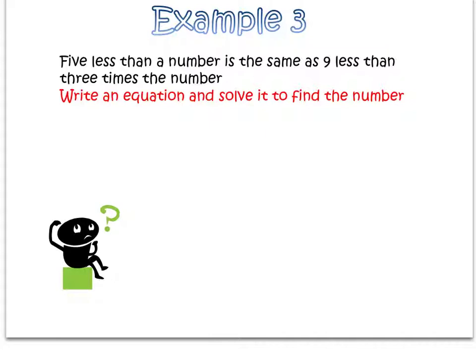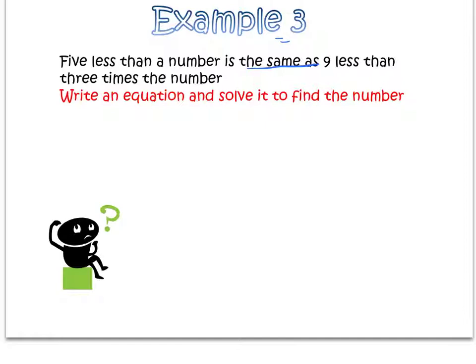5 less than a number. So 5 less than a number. The number is going to be our variable. That's the thing that we don't know. Okay, that's the same as, whenever you see the same as, that's probably where your equals is going to go in the equation. Okay, so 5 less than a number is the same as 9 less than 3 times the number.